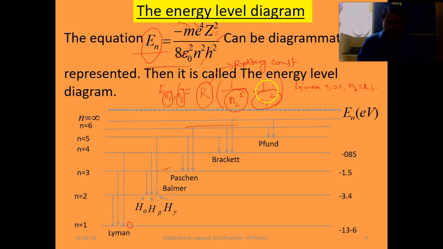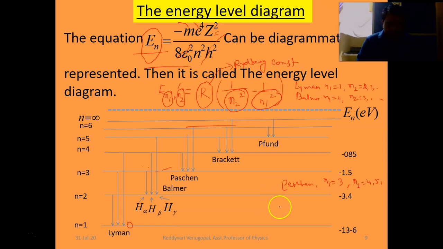For the Balmer series, N1 is equal to 2 and N2 will be 3, 4, and so on. Next, for the Paschen series, N1 is equal to 3 and N2 is equal to 4, 5, like this we can take.